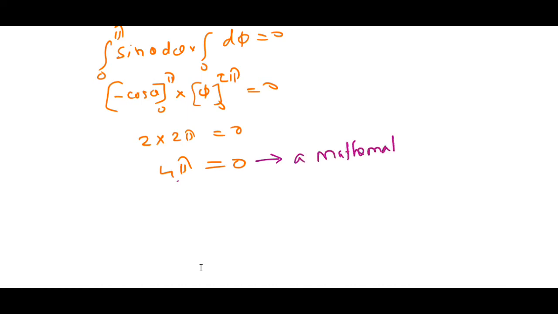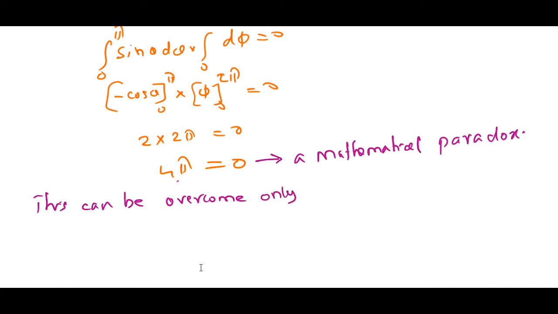Therefore, this is a clear mathematical paradox. This mathematical paradox can be overcome only by applying Dirac's delta function.